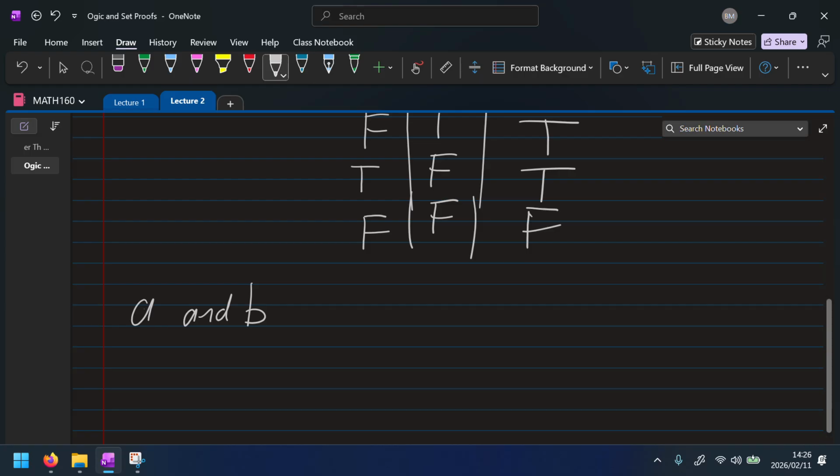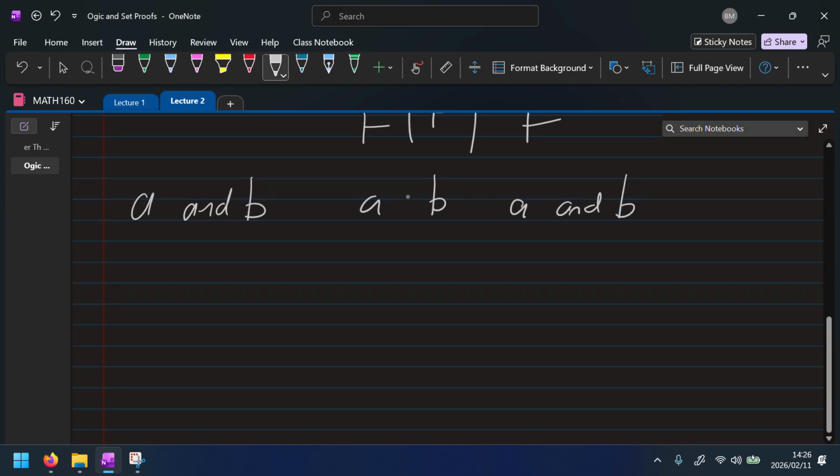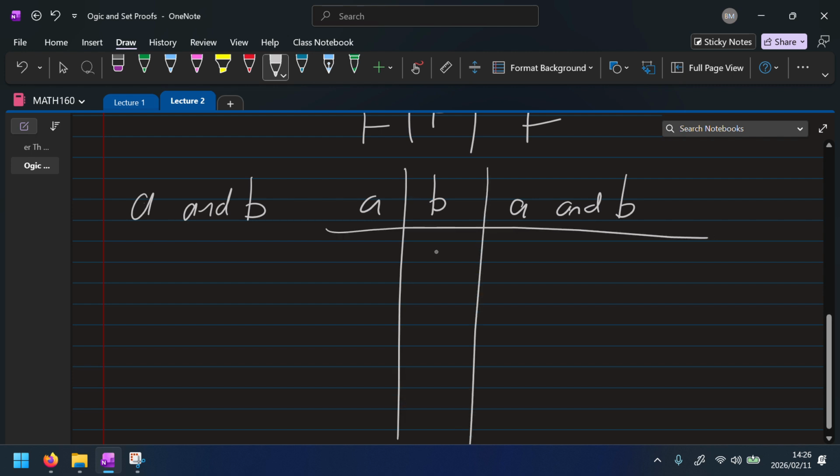And we're going to do the same thing. A has some truth value, it's either true or false, B as well. So there's only so many combinations. So we have A, B, A and B. So we're going to have true, true, false, false. And then for A, we can put true, false, true, false. Yeah, that covers everything.